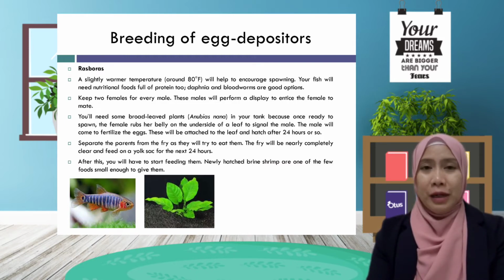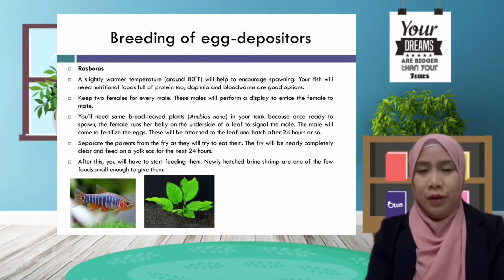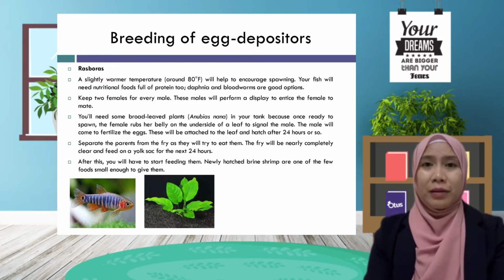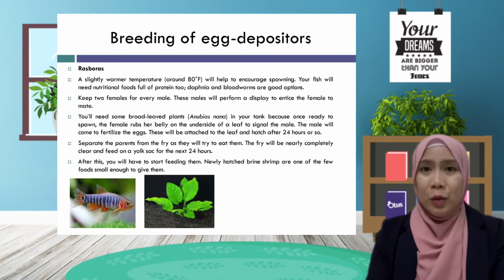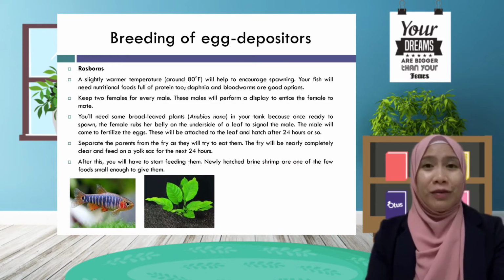You will need some broadleaf plants in your tank because once ready to spawn, the female rubs her belly on the underside of a leaf to signal the male. The male will come to fertilize the eggs. These will be attached to the leaf and hatch after 24 hours or so. Separate the parents from the fry as they will try to eat them. The fry will be nearly completely clear and feed on a yolk sac for the next 24 hours. After this, you will have to start feeding them. Newly hatched brine shrimp are one of the few foods small enough to give them.